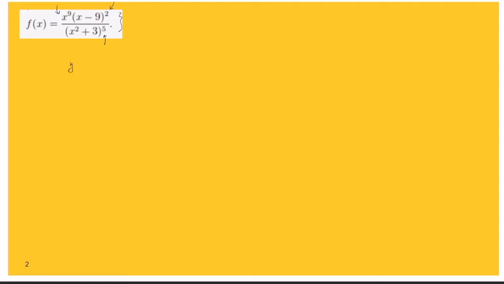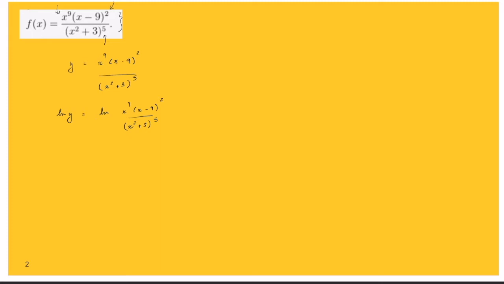So let y equal x to the 9 times (x minus 9) whole squared, all over (x squared plus 3) whole to the 5. Now what we can do is take the natural logarithm on both sides. So we get that ln y is equal to the natural logarithm of this whole expression, that is x to the 9 times (x minus 9) whole squared upon (x squared plus 3) whole raised to the 5th.